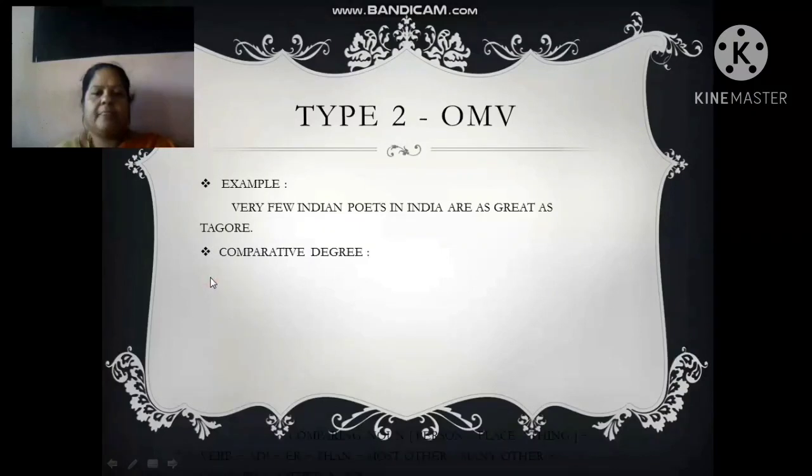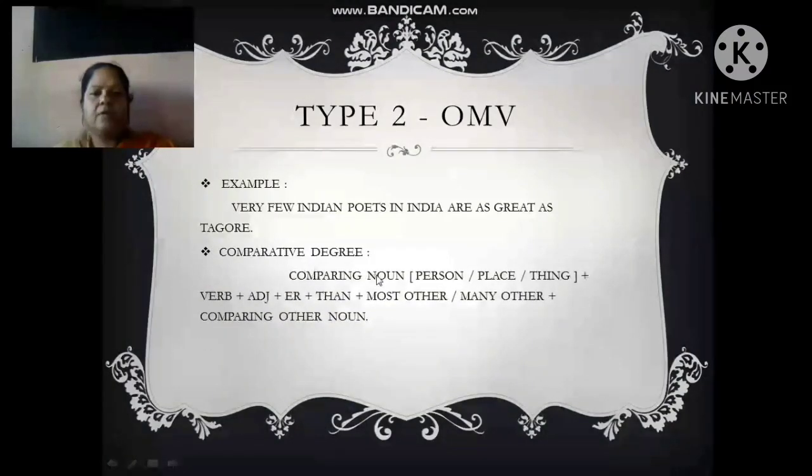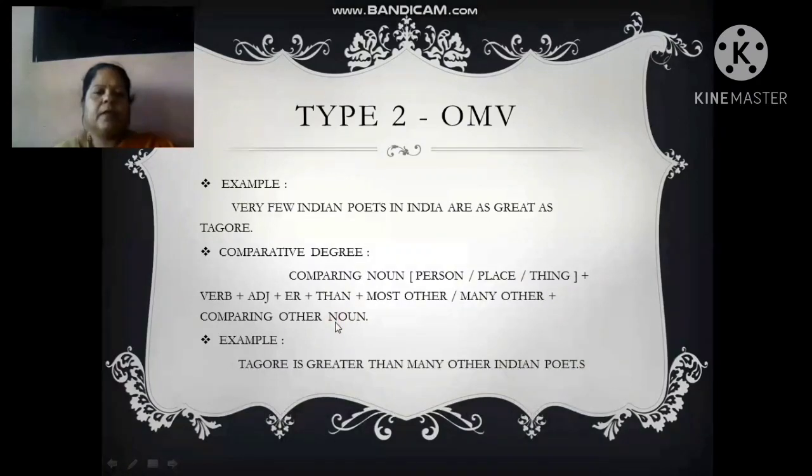Comparative degree. Comparing noun, I mean person or place or thing, plus verb plus adjective plus er plus than most other or many other, from adjective up to many other is the comparative form, plus comparing other noun. Example, Tagore is greater than many other Indian poets.